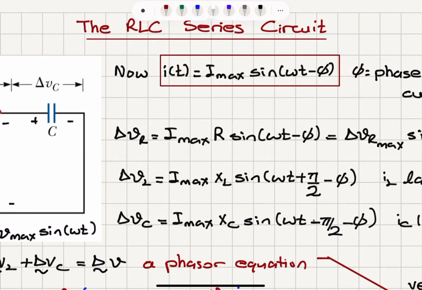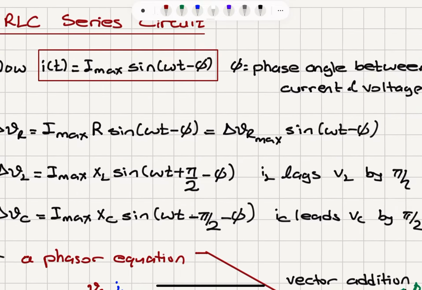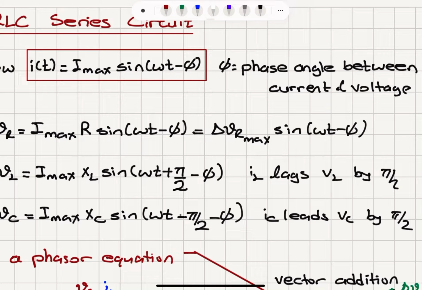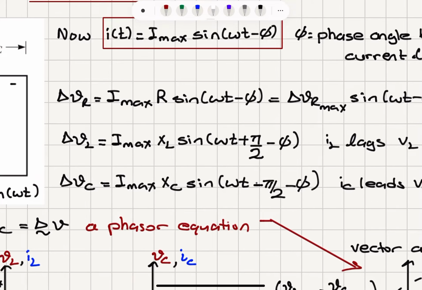But because the current lags voltage by an angle pi over 2, when we look at the voltage, we have to add an angle pi over 2. So I max times XL, the inductive reactance, sine omega t plus pi over 2 minus phi. So sine omega t minus phi is the current, which lags the voltage by pi over 2. So the voltage leads the current by pi over 2, so plus pi over 2.